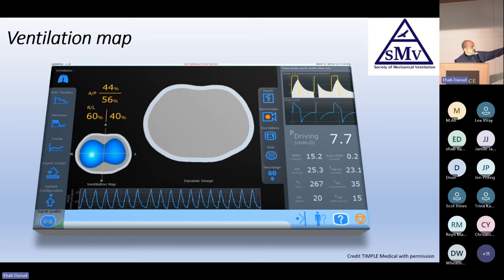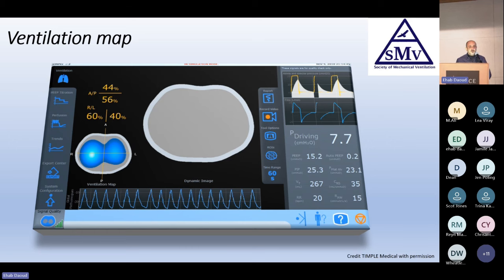Of the tidal volume, the posterior part of the lung is getting 55% of the tidal volume. It also divides it for you right and left, so you can see that the right lung is getting 60% of the tidal volume, the left lung is getting 40%. And then it gives you different color codes.